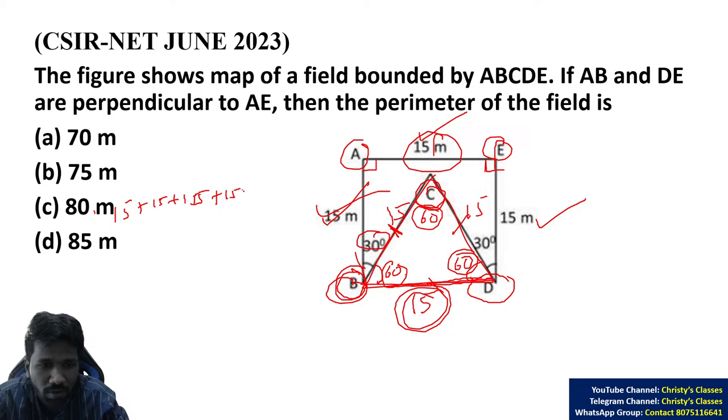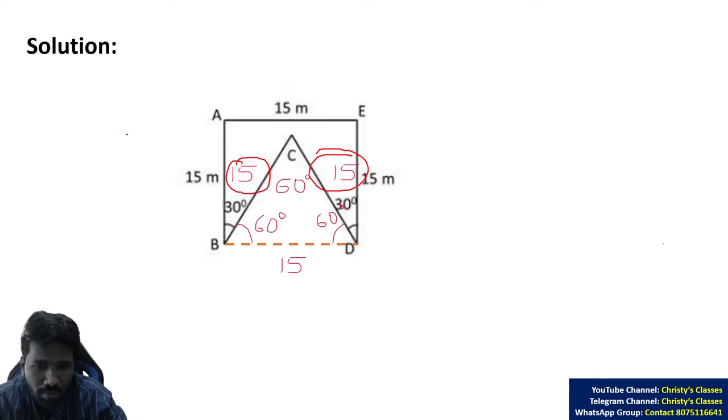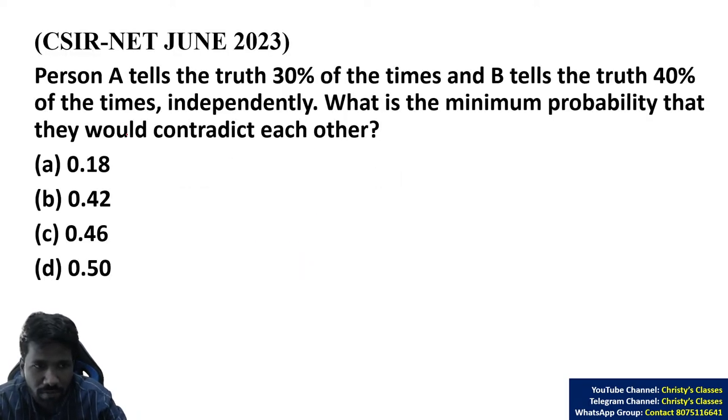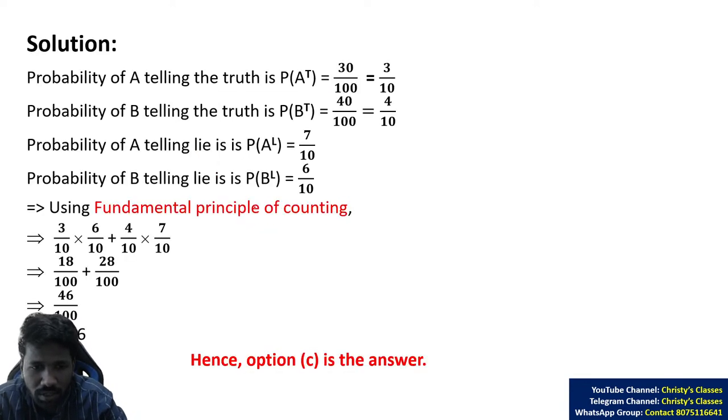15 plus 15 plus 15 plus 15 plus 15. That is 15 into 5 is the answer. 15 into 5 is 75. Option B is the answer. Geometry and mensuration, the idea of both is involved. This is also a probability question. Try this as homework. The detailed solution is given in this slide.